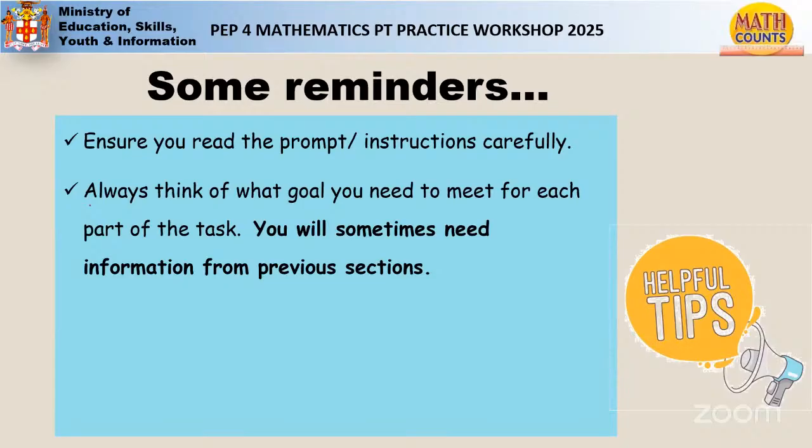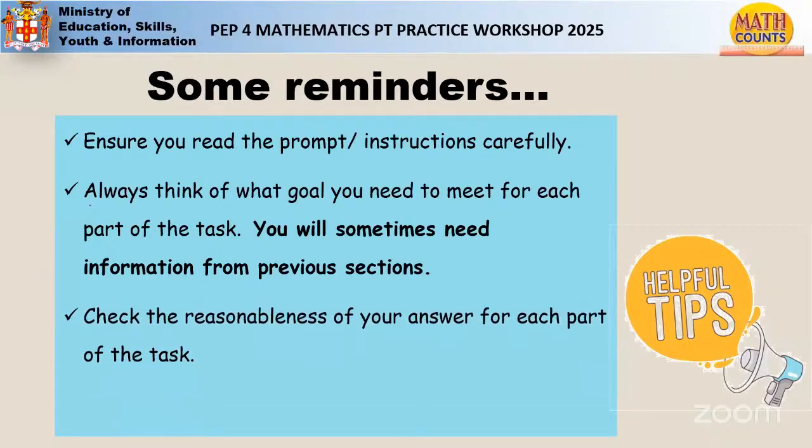Always look back. Don't just take numbers from thin air and just use them. Information that you need is always provided. Check the reasonableness of your answer for each part of the task. But know sometimes you can work out something and it doesn't seem right. Think about what it is that you're doing and if it makes sense. So if they ask you, 1 pen costs $20, how much does 5 pens cost? It can't be $15, because if 1 pen costs $20, there's no way 5 pens can cost less than 1. So you need to think about what it is that you're writing before you write it down.